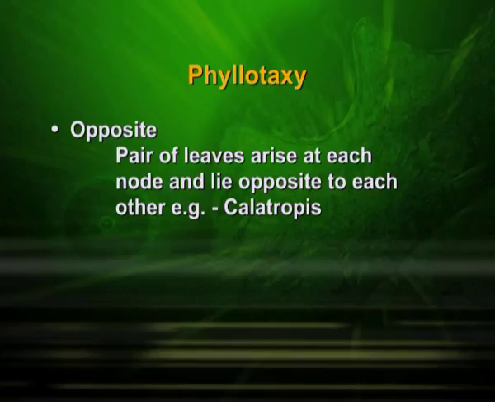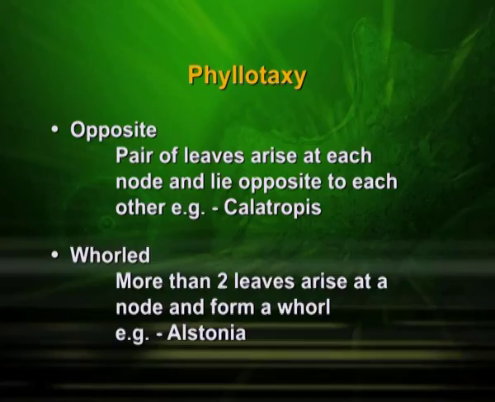If we have a look at this leaf, we will see that the leaves are opposite to each other. This particular stalk of the leaf and this leaf arise from the same nodal region. So, such a type of leaf is referred to as opposite. The third is the whorled one. When more than two leaves arise from the nodal region, such a type of pattern is known as whorled.